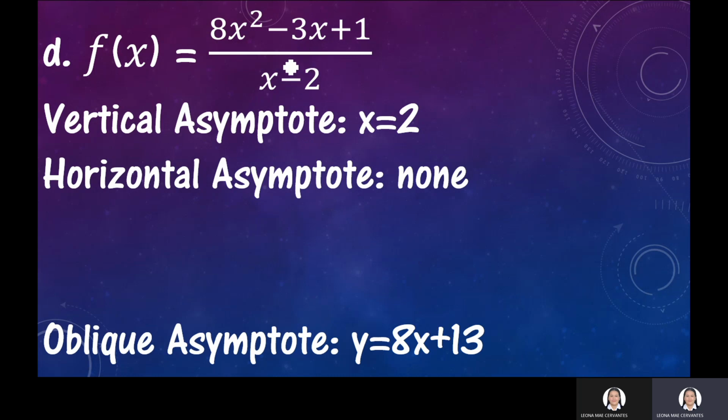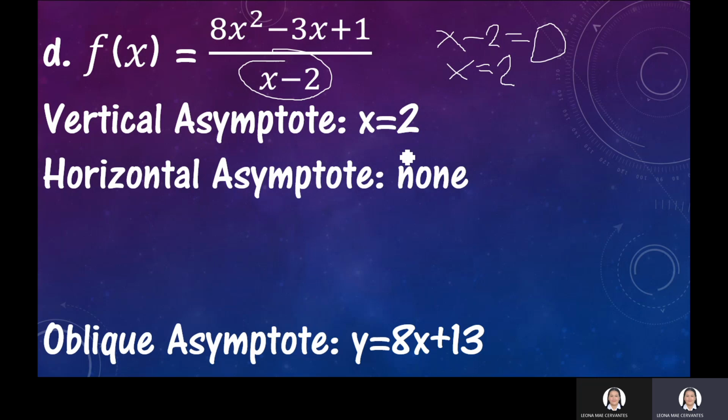Again, for the vertical asymptote, set x minus 2 equal to 0. So we have x minus 2 equals 0. Therefore, x is equal to positive 2. Again, vertical asymptote, x is equal to positive 2.